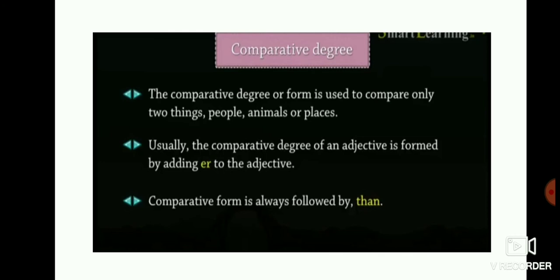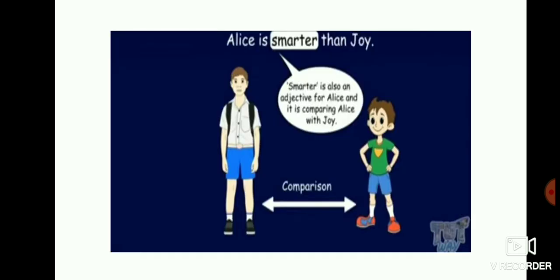Positive degree, no comparison, you only write the adjective. Comparative degree compares only two things, people, animals or places, whatever it is. Then you add er to the adjective, followed by than. See the example: Alice is smarter than Joy. Here they added er to smart and wrote than also. It is comparing Alice with Joy, only two people.